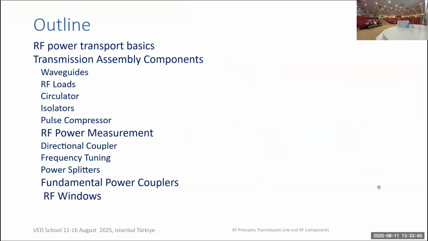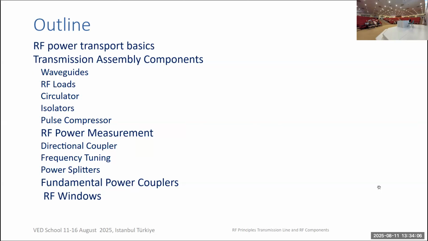Now come to the talk. Outlines of the talk are as follows. I have divided this talk into two parts. In the first part, I shall discuss a few topics from this outline: RF power transport basics, transmission assembly components. These are waveguides, RF loads, circulators, isolators, pulse compressor.